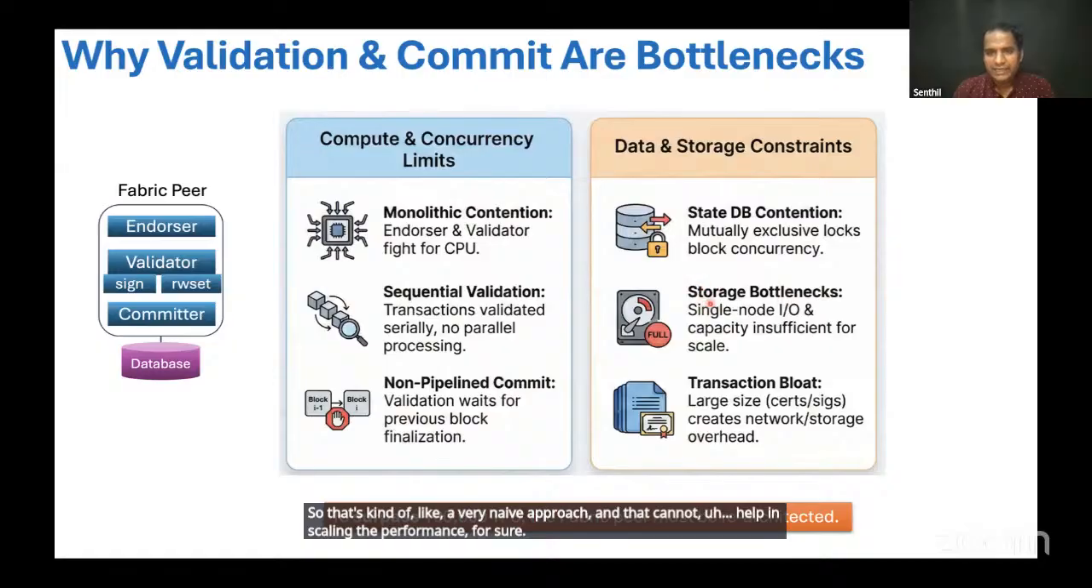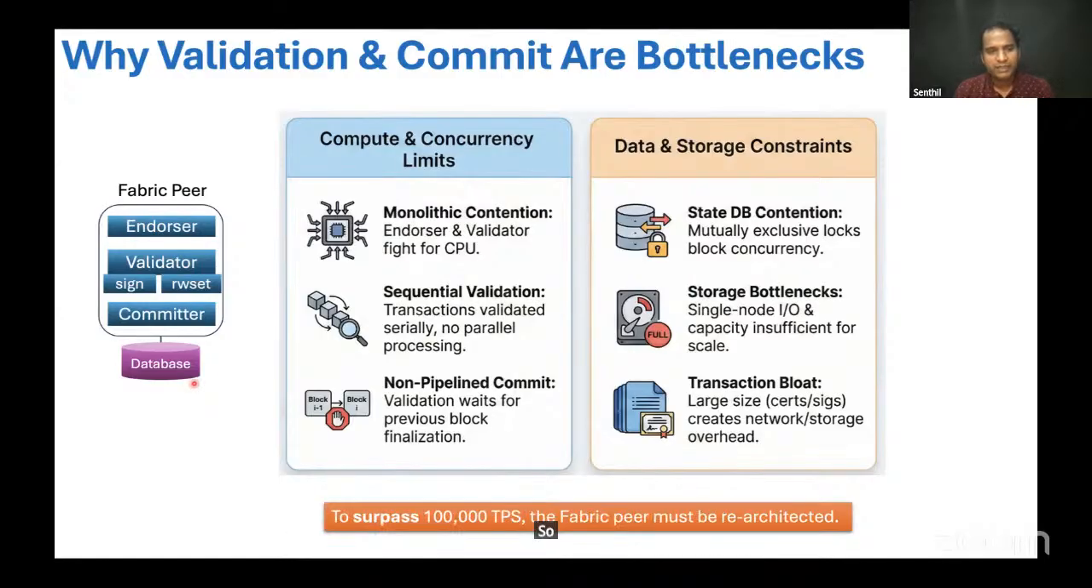The second reason in this category is the storage bottleneck, because we are using a standalone single-node database. Whatever IOPS and storage we can get, that is the only thing the peer can use.